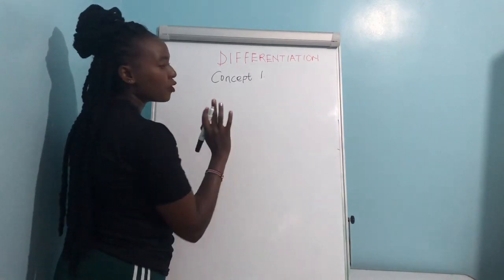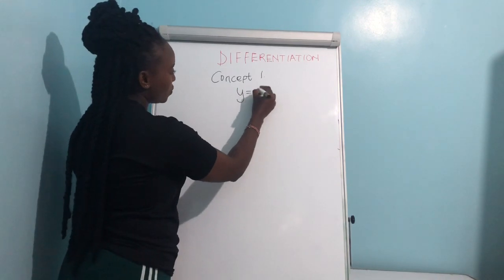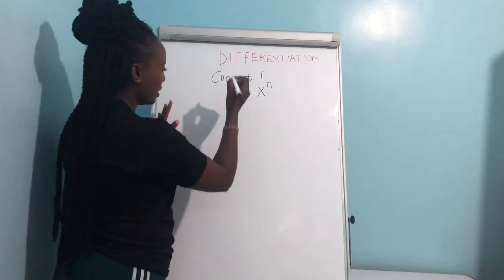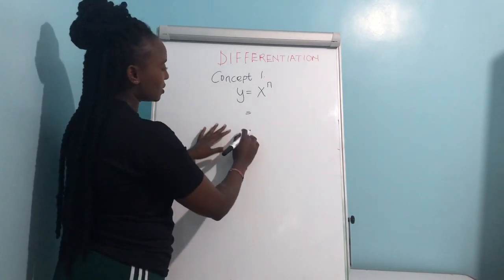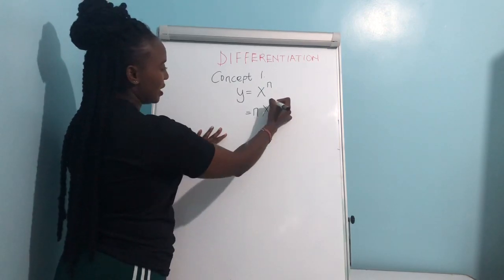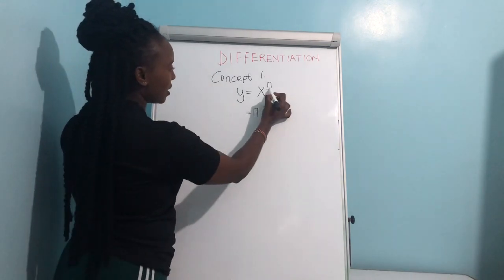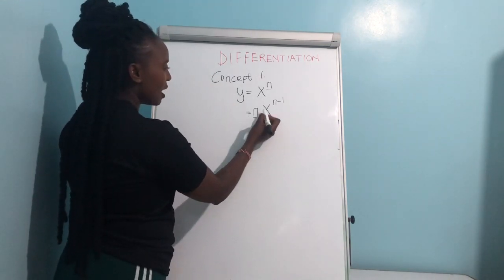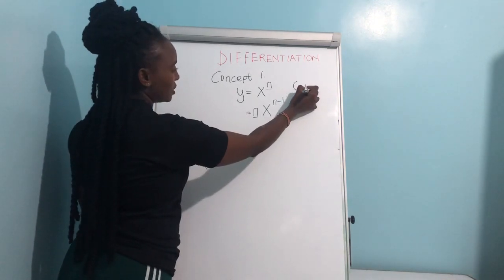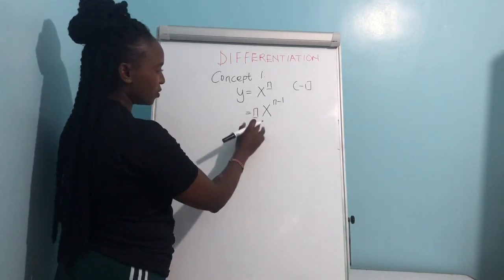Concept 1. For the first concept, note that when given y is equal to x^n, what you need to do here is, this is just the same as n x^(n-1). What I've done is take this n and bring it before x, and then x^(n-1). And always in differentiation, we subtract 1 from the power. So this is what you do.